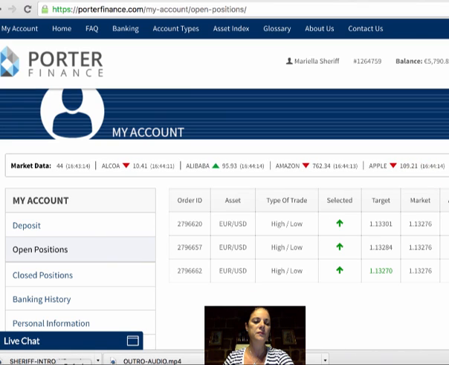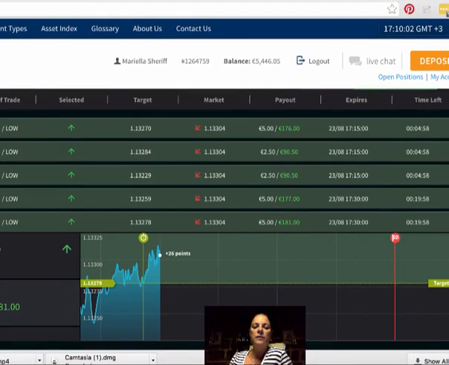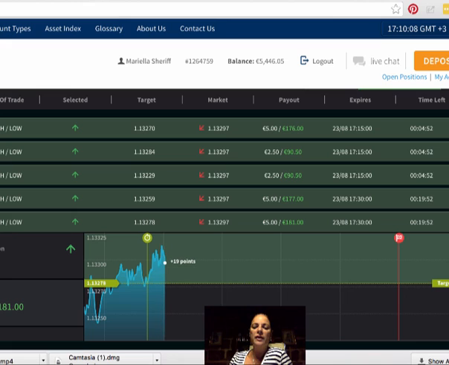So subsequent to the first trade, I took a couple of other trades based on my analysis of the support and resistance. This is what the situation looks like at the moment. I have a total of 1, 2, 3, 4, 5 trades running, and quite a few of them are going to be expiring. Let's have a look at this. Within the next 4 or 5 minutes, we will see how that will transpire.